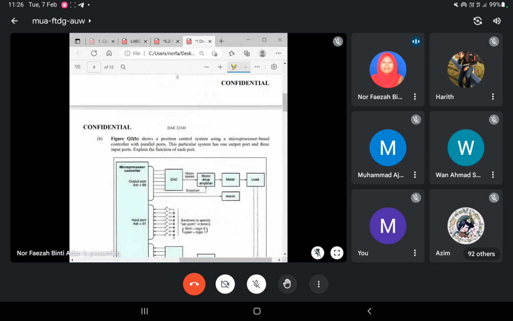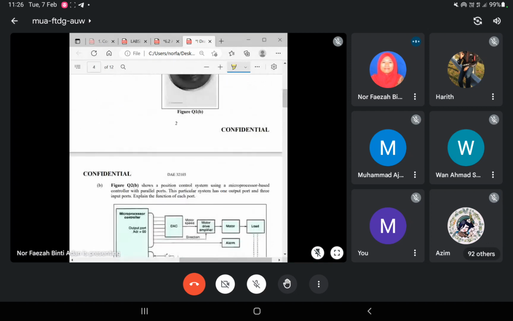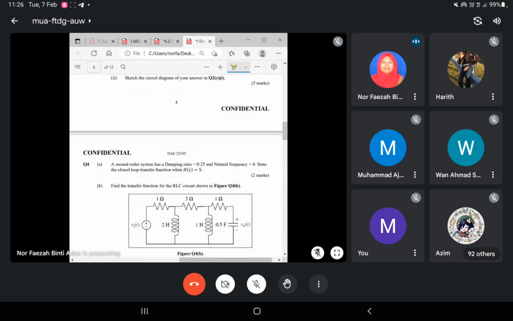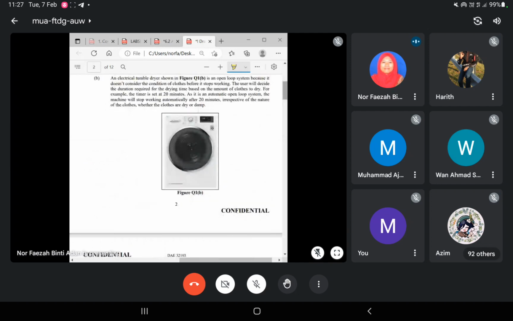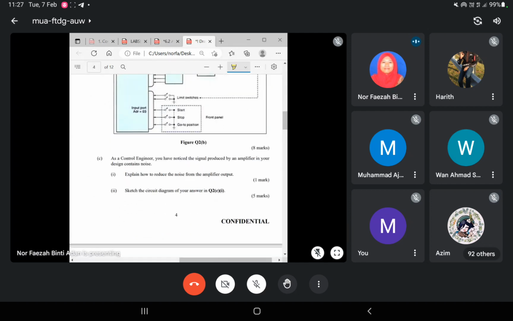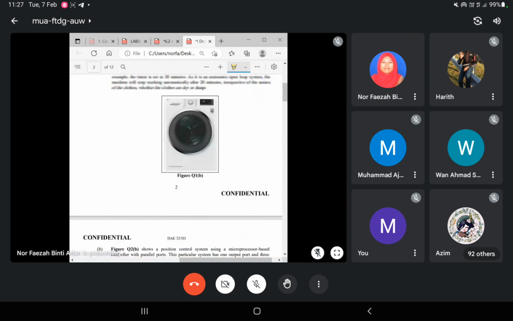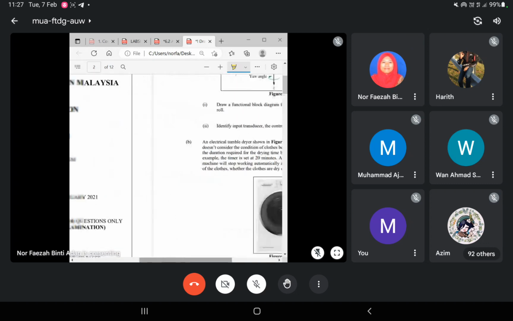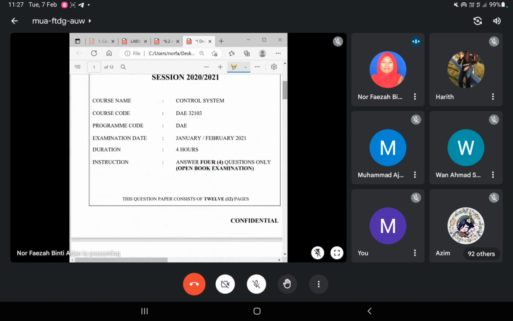Mana ni? Kelajak lah. Question 2. Question 2. Oh, sorry. Saya lupa pula saya buat 2 pages.